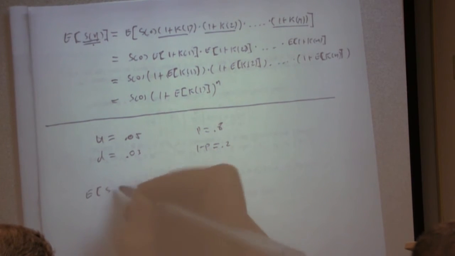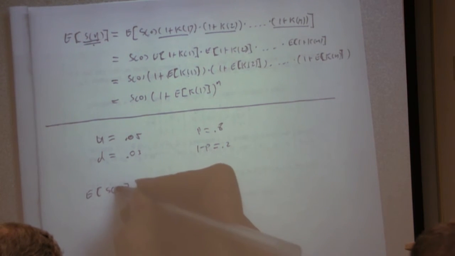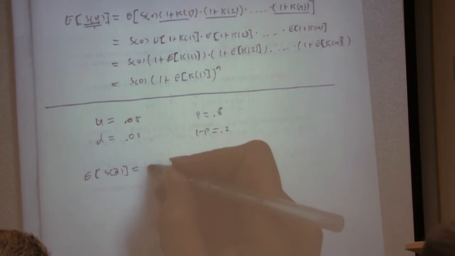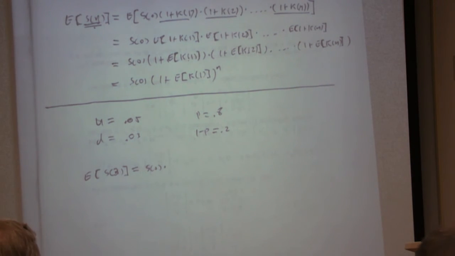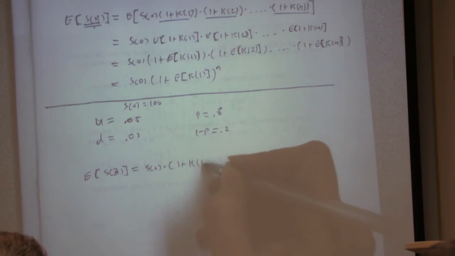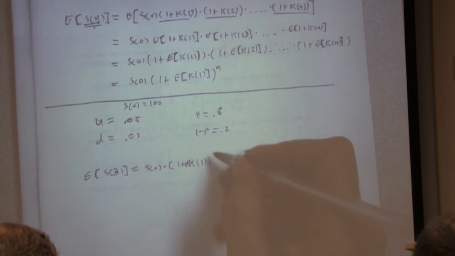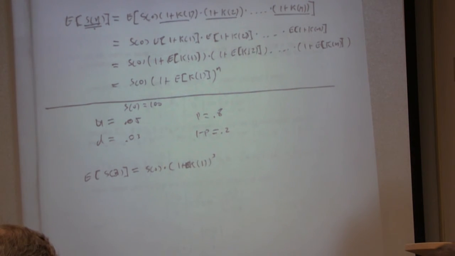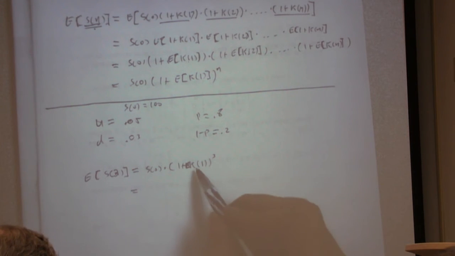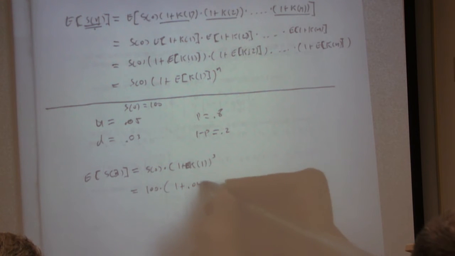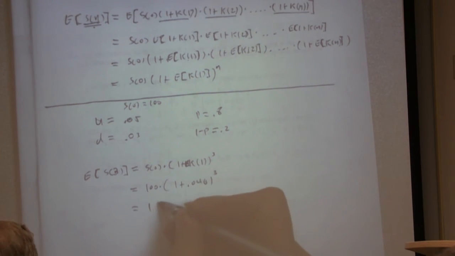Then the expected value of the stock at time 3 says multiply the initial price. Oh, sorry, the initial price is 100. Multiply that initial price by 1 plus the one-step return. The expected value for the one-step return turns out to be 4.6%. And so you multiply that up, you get 114.44.